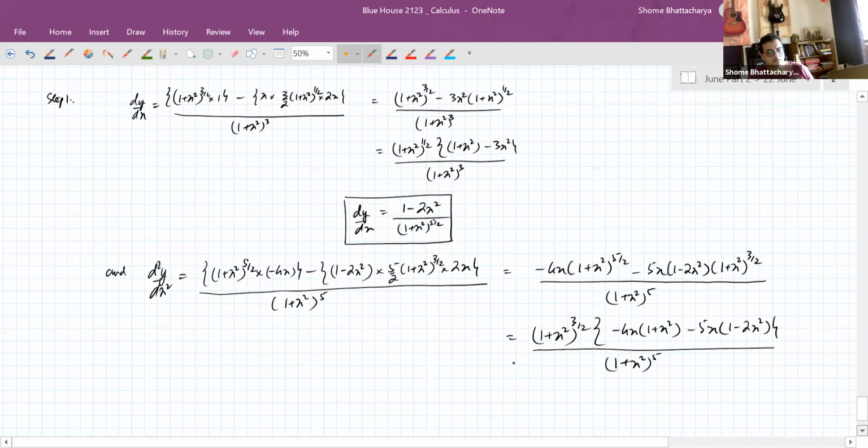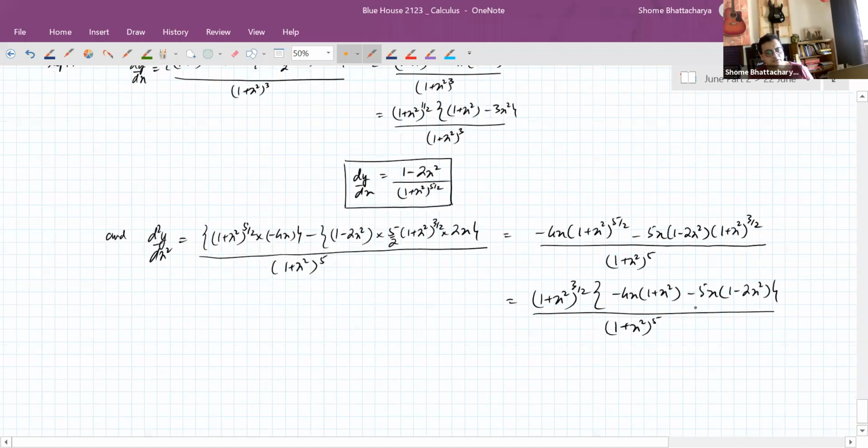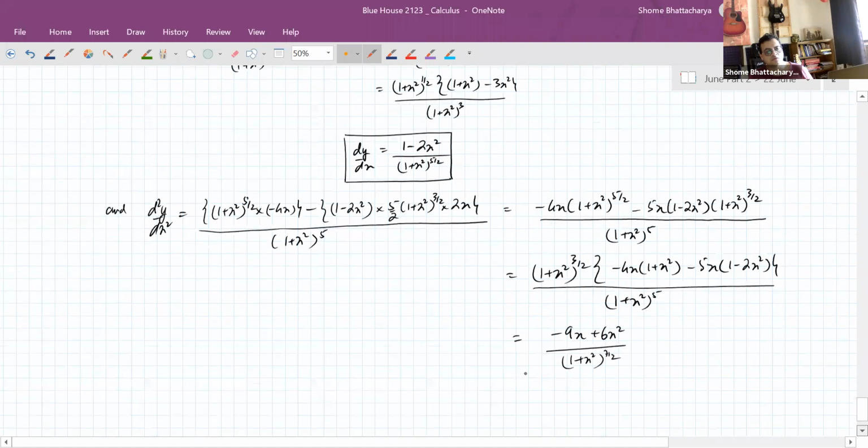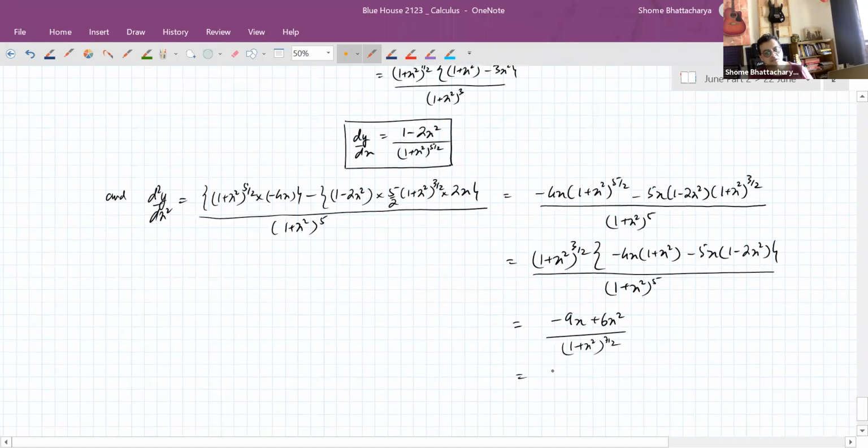So when we solve out the numerator, you can see we have minus 4 minus 5, so that is minus 9x. And minus 4x squared plus 10x squared, so plus 6x squared. 5 minus 3 by 2, so that's 7 by 2. So it is basically like this: 3x, 2x minus 3.